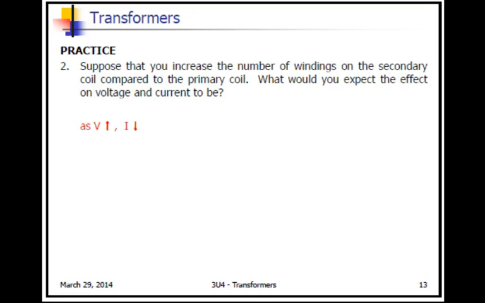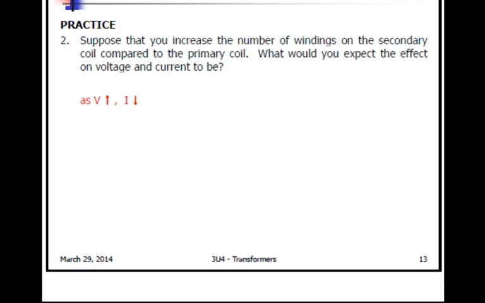Suppose you increase the number of windings on the secondary coil compared to the primary coil. What would you expect the effect on the voltage and current to be? So voltage increases in a step-up transformer, but current decreases. This is because the conservation of energy states energy on the primary has to equal energy on the secondary, and because energy is power times time, and the time is the same, we just compare the power. Power is voltage times current. So if we increase the V, the I must decrease in order to have the same value for energy.